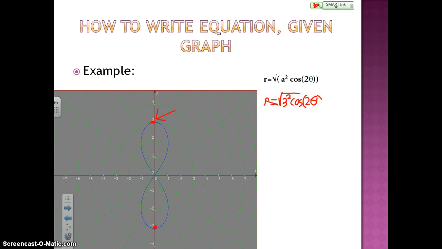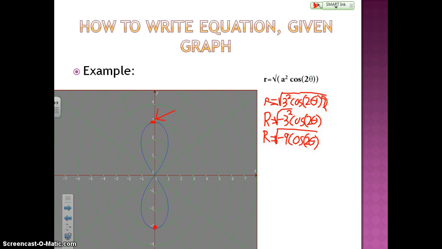However, we see that this graph is different from the others. It is vertical, which means that a is negative. And when a is negative, instead of being the x-intercepts, it is the y-intercepts. And from this point forward, we would simplify. So it would come out to r equals the square root of negative 9 cosine 2 theta.